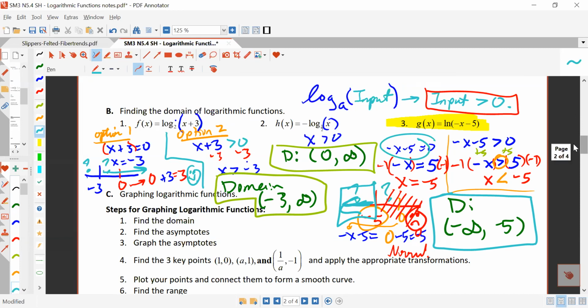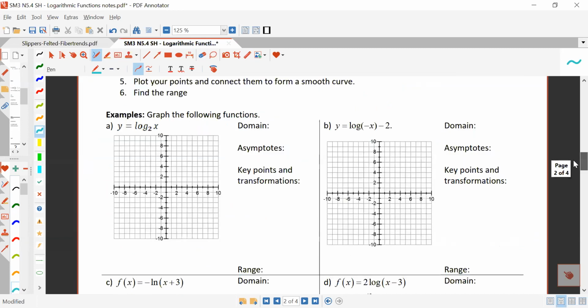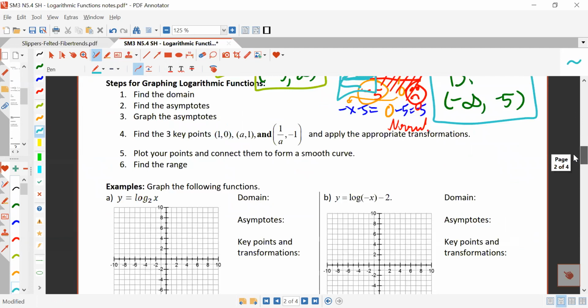All right. So the last thing we want to be able to do today is actually graph logarithms. They have some steps here. I'm going to tell you that my steps are different.